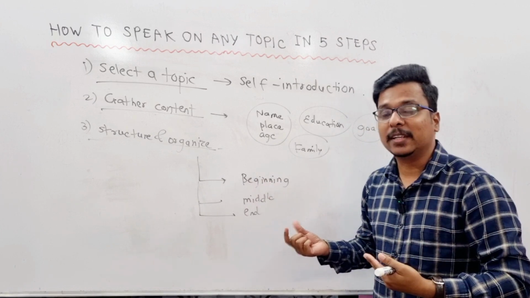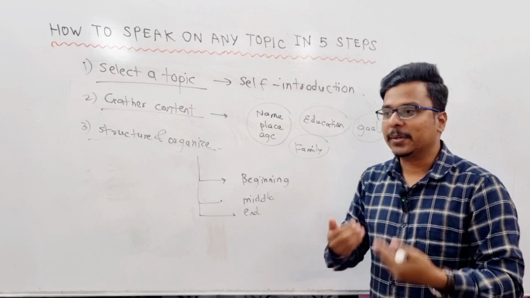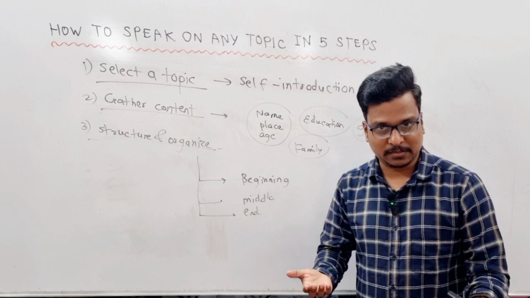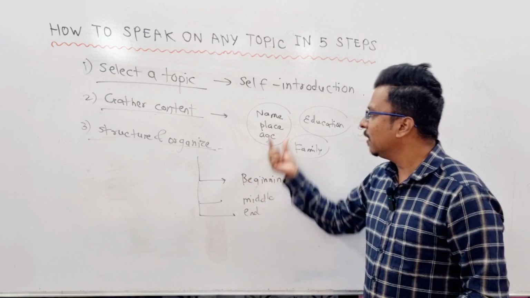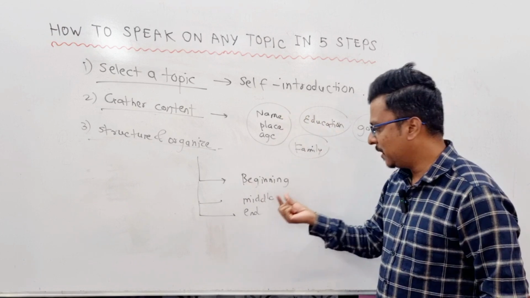Now, for the purpose of self introduction, now that you have gathered this content, you can decide what you will say at the beginning. For example, you can begin your speech by greeting your audience. You can say, "Hi, my name is Vicky, and today I'm going to give you my self introduction," something like that. And in the middle, you can add this actual content here.